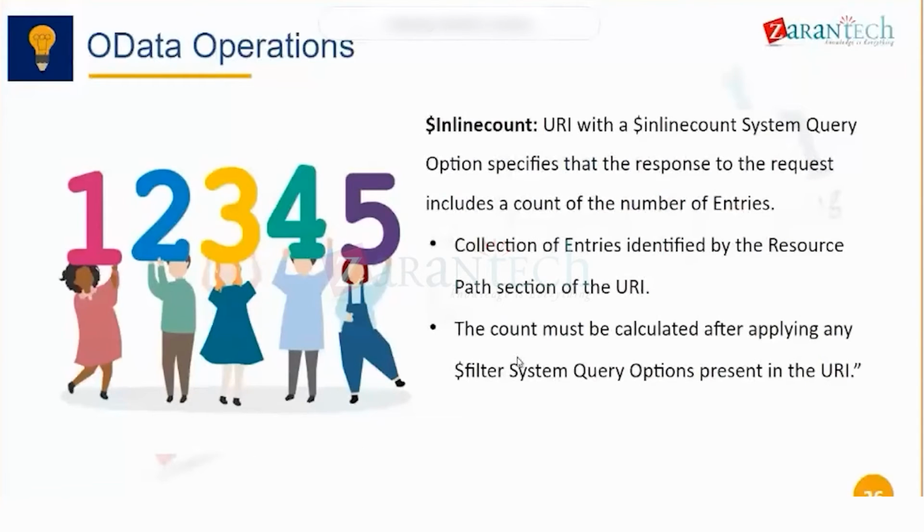Inline count is a URI with the dollar inline count system query option. It specifies the response to include a count of the number of items in the collection of items identified by the resource path section of the URI, and the count must be calculated after applying the filter system query options present in the URI. So the filter option should be used along with inline count. It basically returns the number of counts.